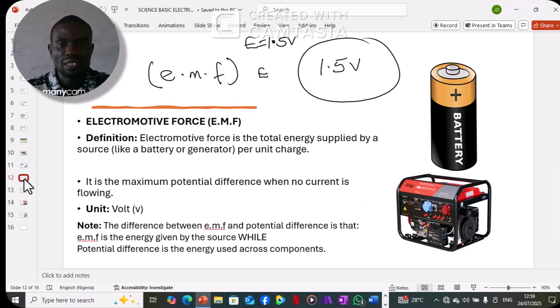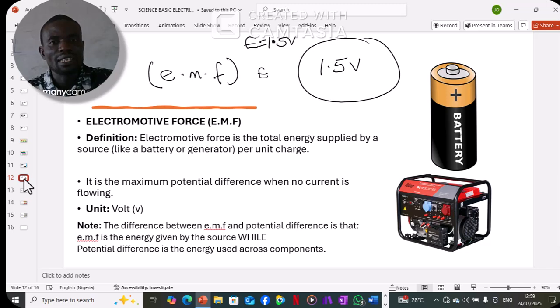So that's why we say EMF is the energy given by the source, like this battery now, energy given. While the potential difference is the energy used across the components. The two are not the same. Why are they not the same?